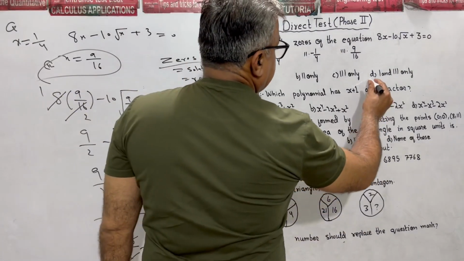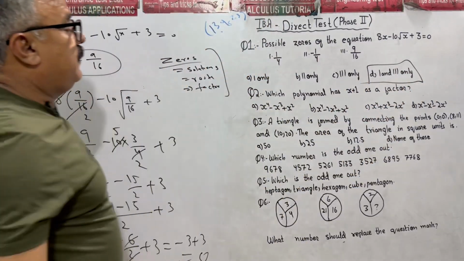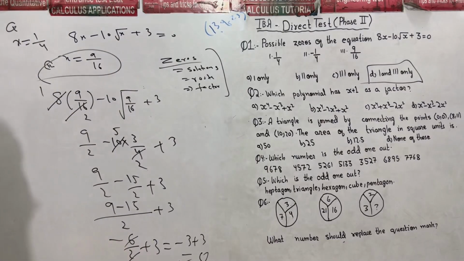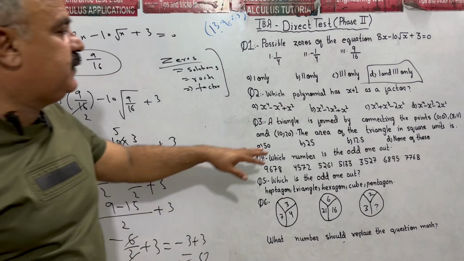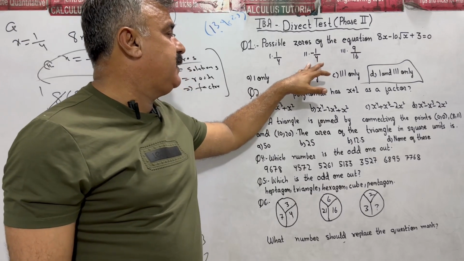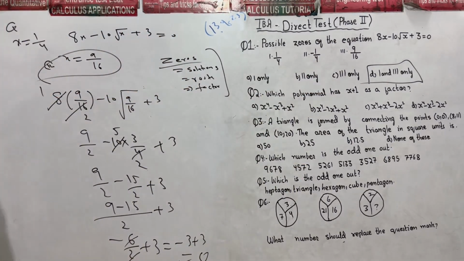Means option D is true. Options number 1 and 3, that is 1 upon 4 and 9 over 16, both satisfy this equation. Minus 1 over 4 does not satisfy it because the root of a negative number is always a complex, imaginary number. We have proved it, but it hasn't given us both sides equal.